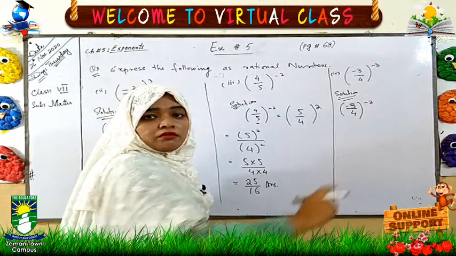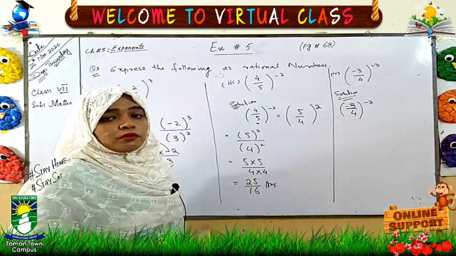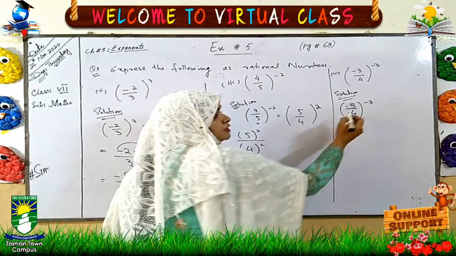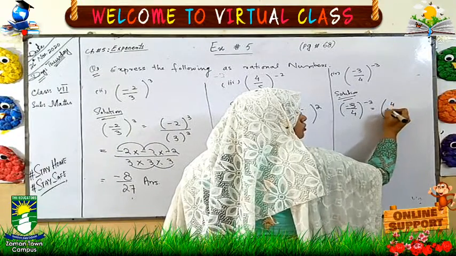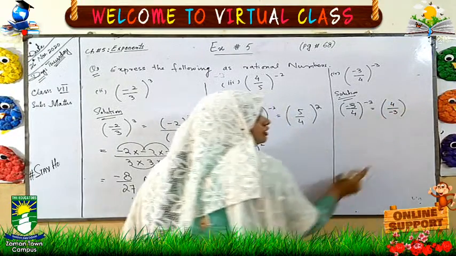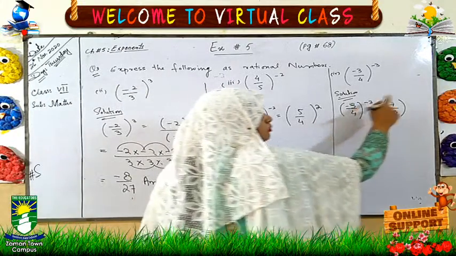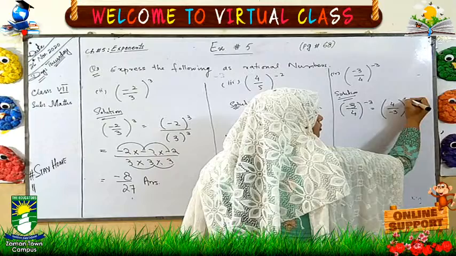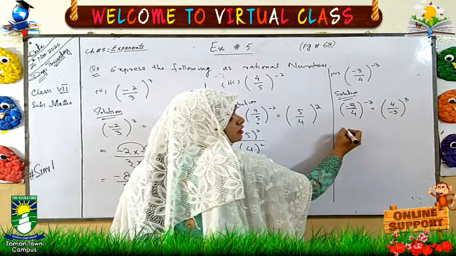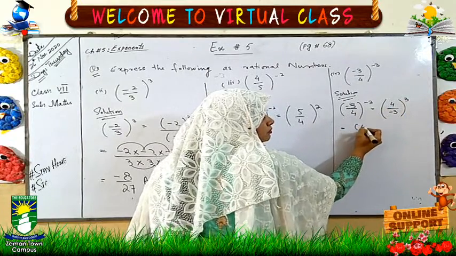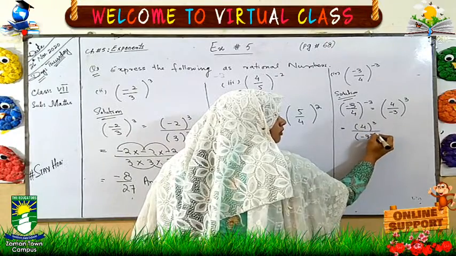Since we have a negative power, first of all we will change it from negative to positive. How will we change it? We will write the reciprocal. Minus 3 upon 4 will be changed into 4 upon minus 3. When we write the reciprocal, my power will be changed from minus 3 to plus 3. Now it means that this power 3 will be applied on 4 as well as on minus 3.